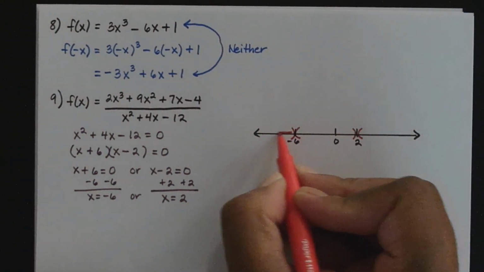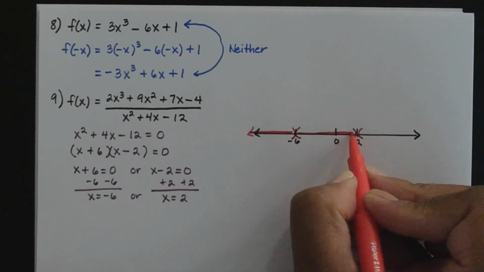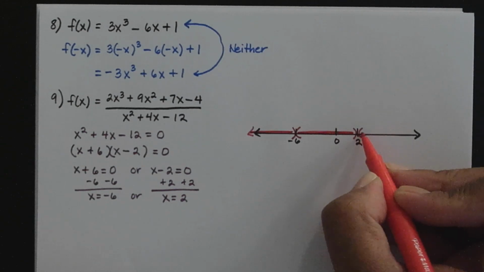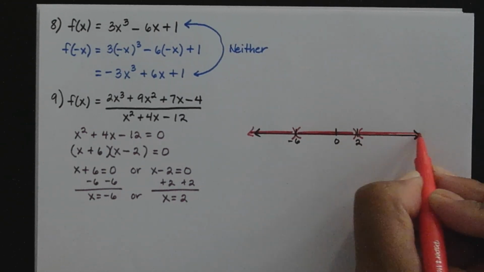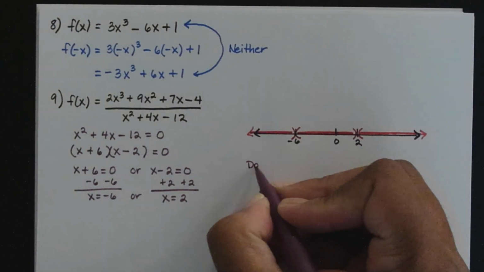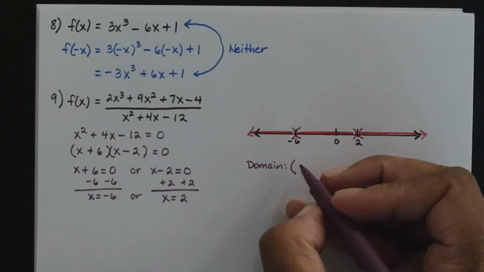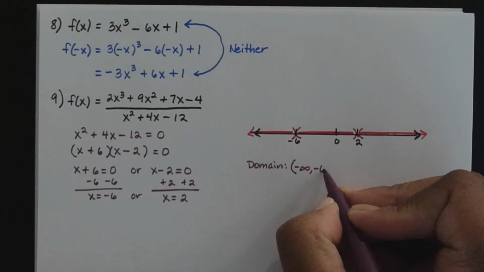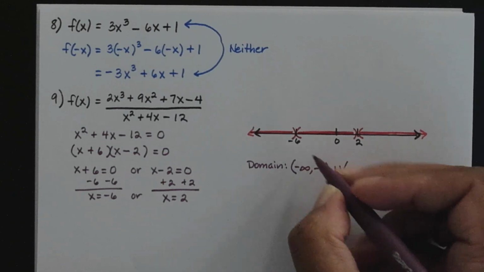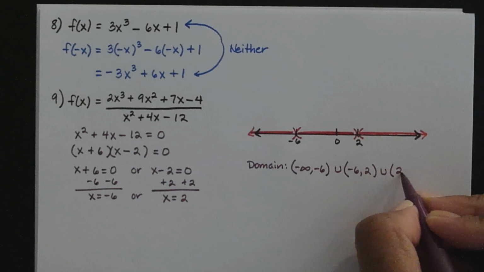Every x value less than negative 6 would work for that rational function. Every x value between negative 6 and 2 would satisfy that rational function. And every x value greater than 2 will satisfy that rational function. So that means here, the domain in interval notation would be this. Going from left to right, it would be from negative infinity up to negative 6, and in parentheses, negative 6 to 2, and also from 2 to infinity.